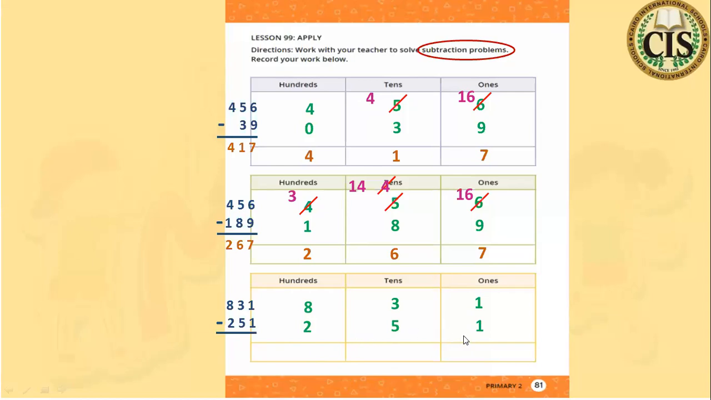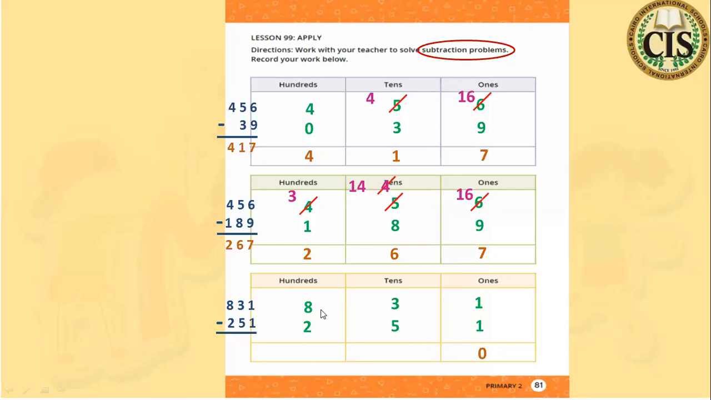Okay, we start with ones, Farah. Take care. 1 minus 1 equals 0. 3 minus 5. We can't. We can go to the next door. Yes, we go to the next door and knock, knock, knock. Can you give me one, please? Yes, of course. Very good. We take 1, and the 3 will be 13.